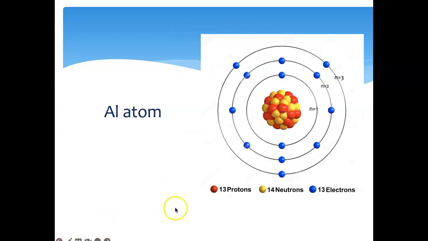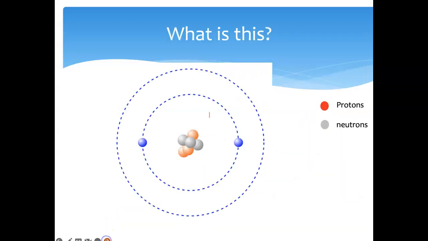Taking a look at this aluminum atom. So that's just what that atom looks like. And then let's take a look at this atom. What is this? The protons are red. I see it has 3 protons, positive protons in the nucleus, but I see it only has 2 electrons out in its first energy level.